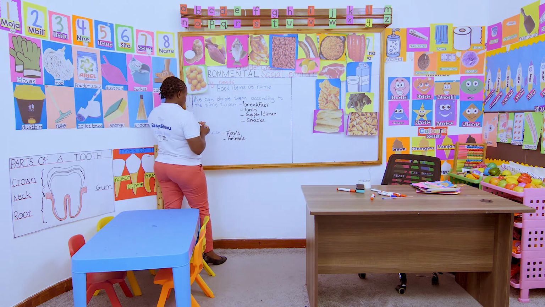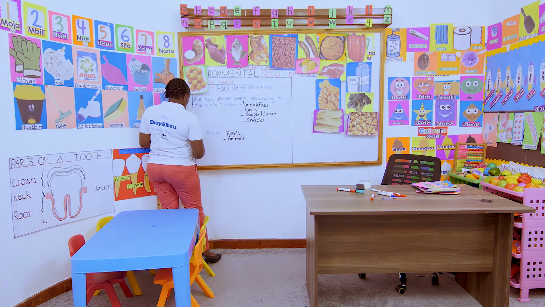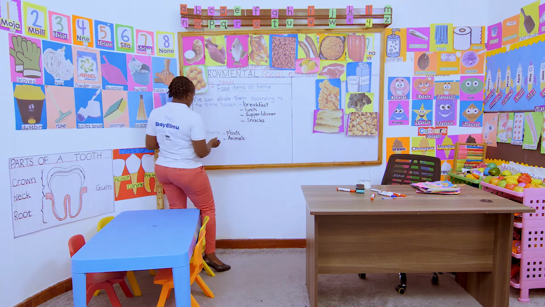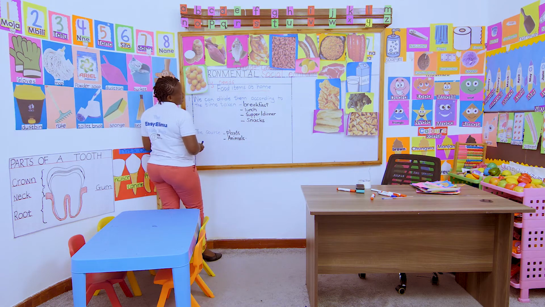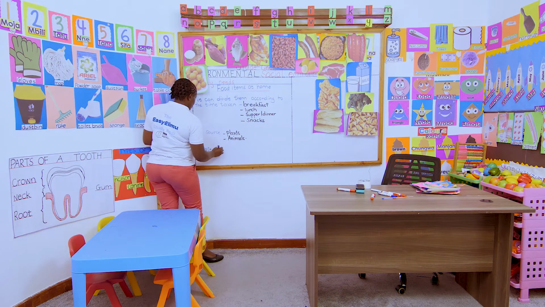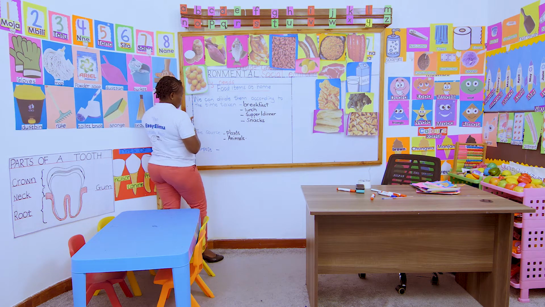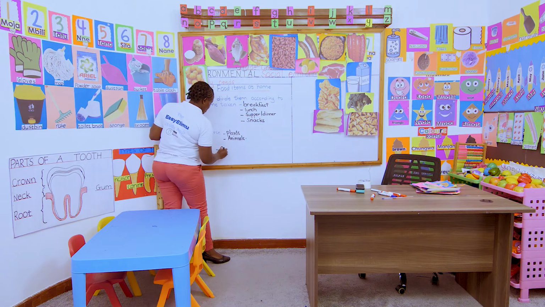Very good. Then we can also group these foods according to how they are eaten, the purpose of the food. There are those that are eaten as food. Those that are eaten as fruits. Those that are eaten as vegetables.